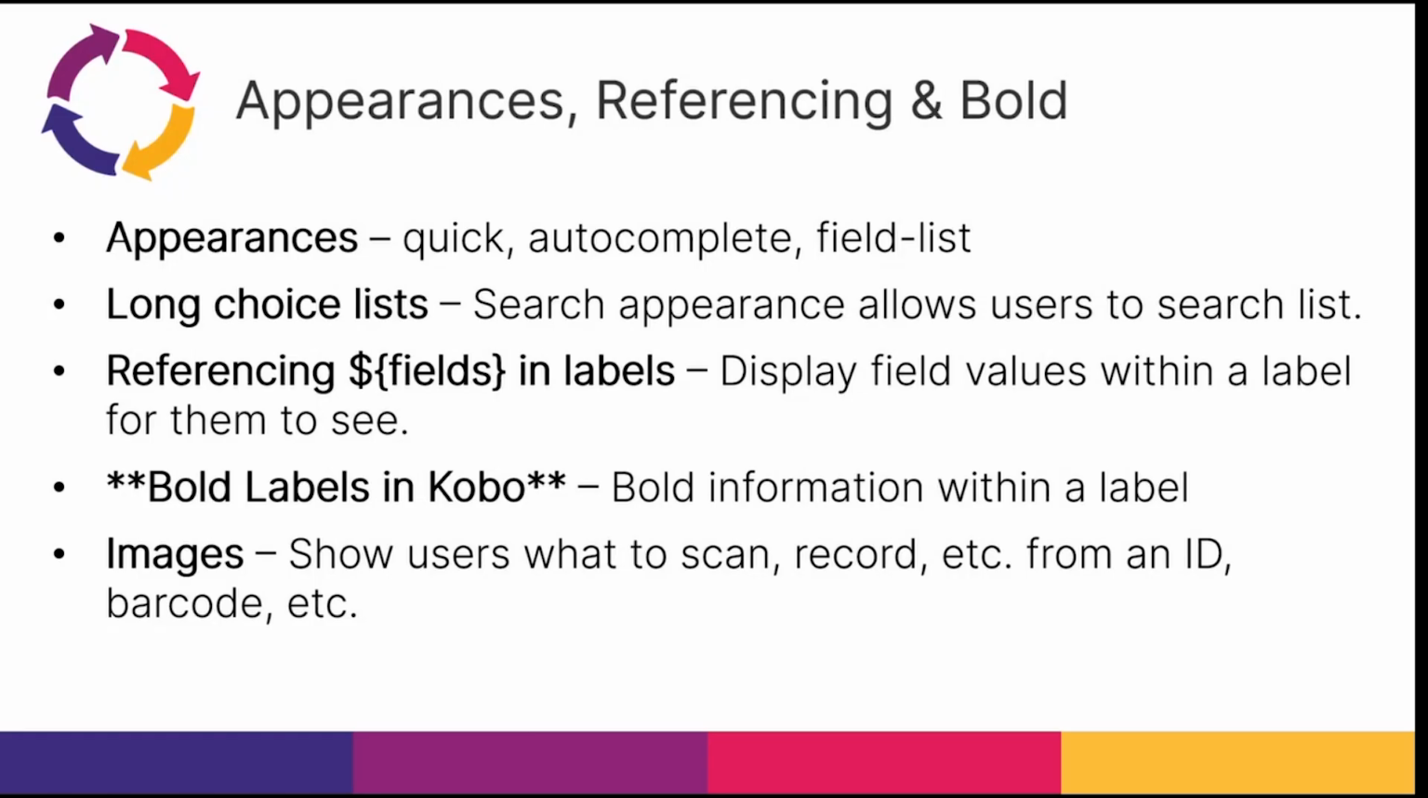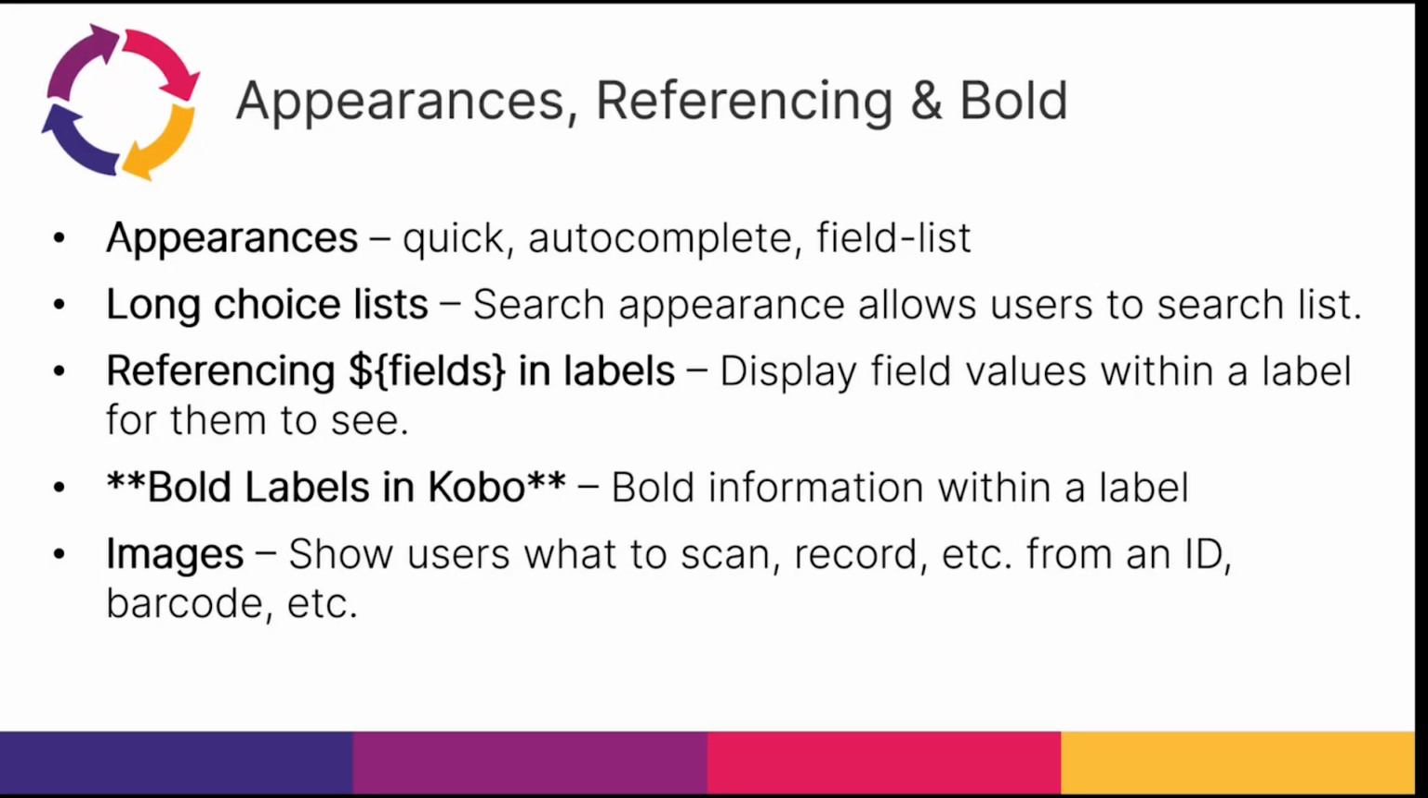Some of the ways you can help users as well is with things like appearances. If you don't know about quick, autocomplete, or field lists, take a look at these. You will not see the difference on Enketo, the web version of ODK. You'll see this more in the mobile app. They really do change how quickly or slowly people can move through forms, depending on what you're doing. We're not going to cover too much of it. One of them I will talk more about is the search appearance.